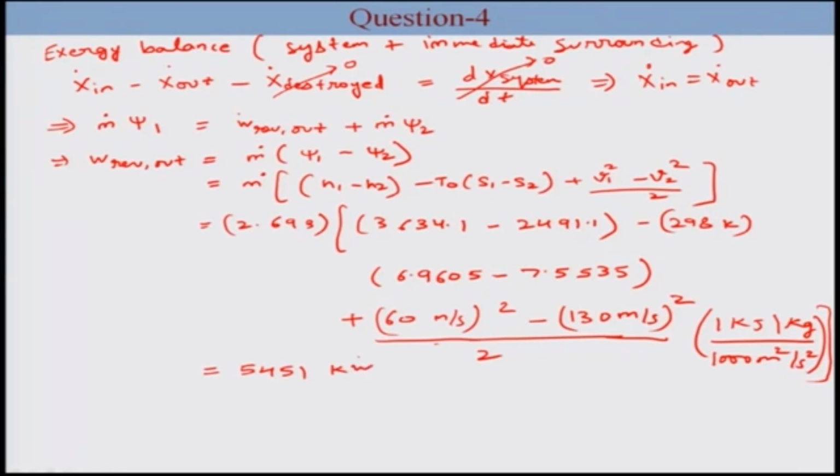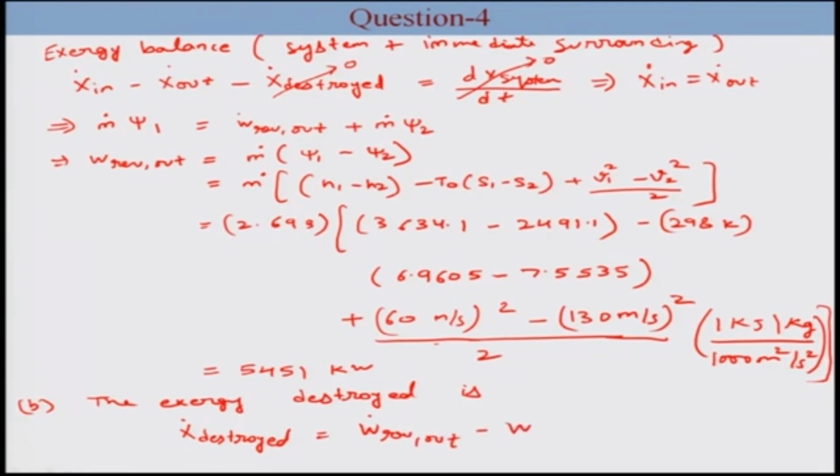Now the second part is we have to calculate the exergy destroyed within the turbine. So the exergy destroyed, X destroyed, is equal to the reversible work minus the actual work. So the reversible work is 5451 minus the actual work produced, which is 4500. So this is equal to 951 kilowatt.